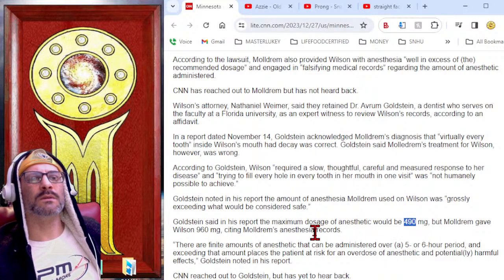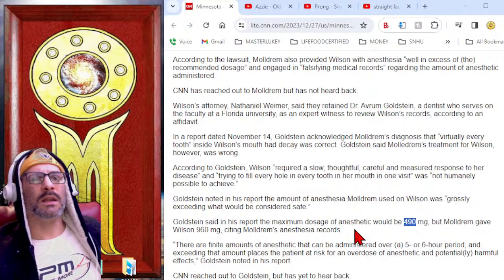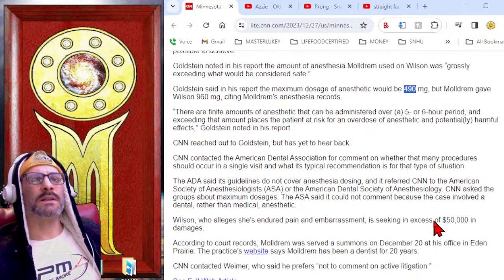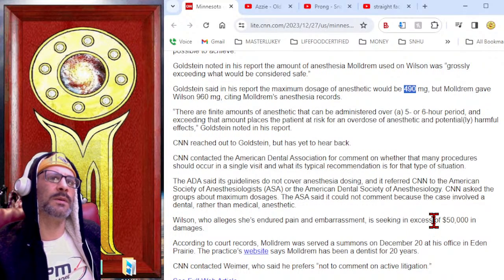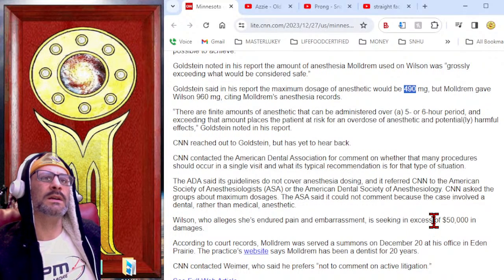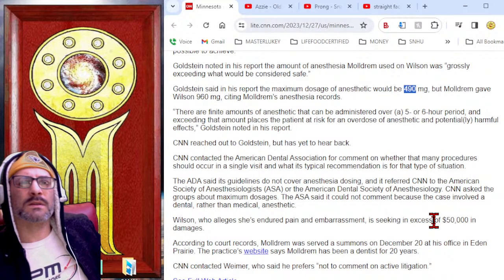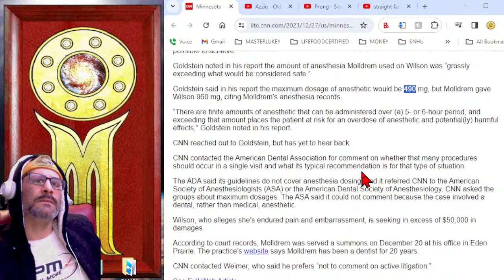490 times 2, just under, is 980, just under double. There are finite amounts of anesthetic that can be administered over a 5 or 6 hour period, and exceeding that amount places the patient at risk for an overdose and potentially harmful effects. Okay.